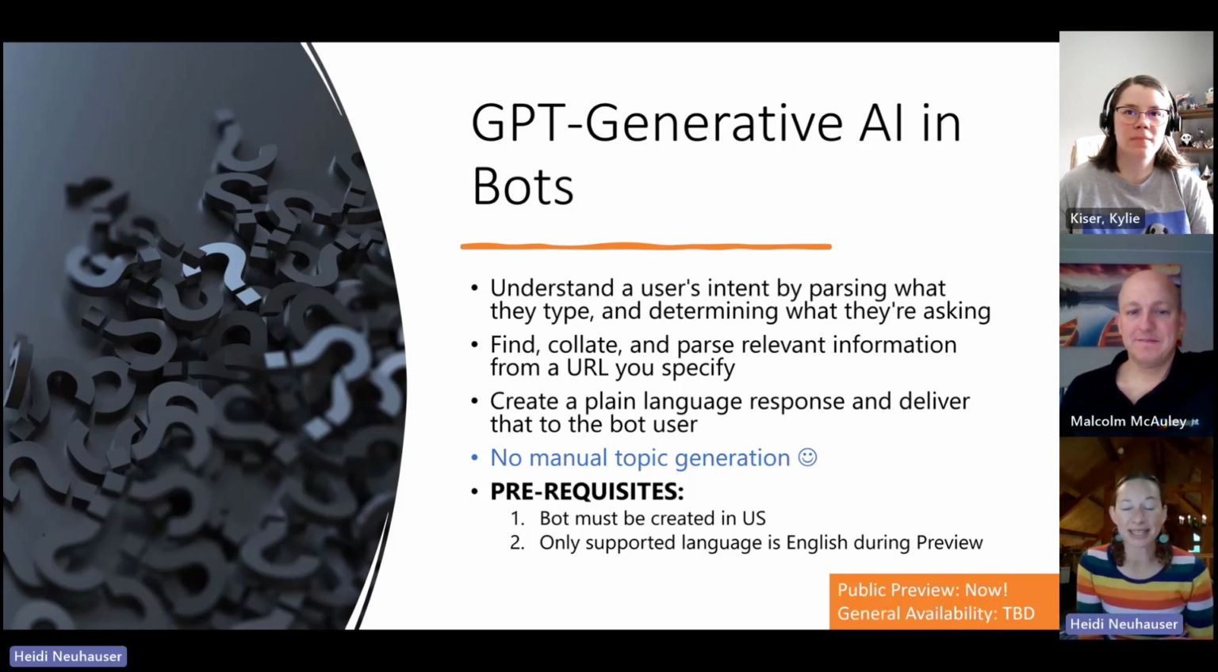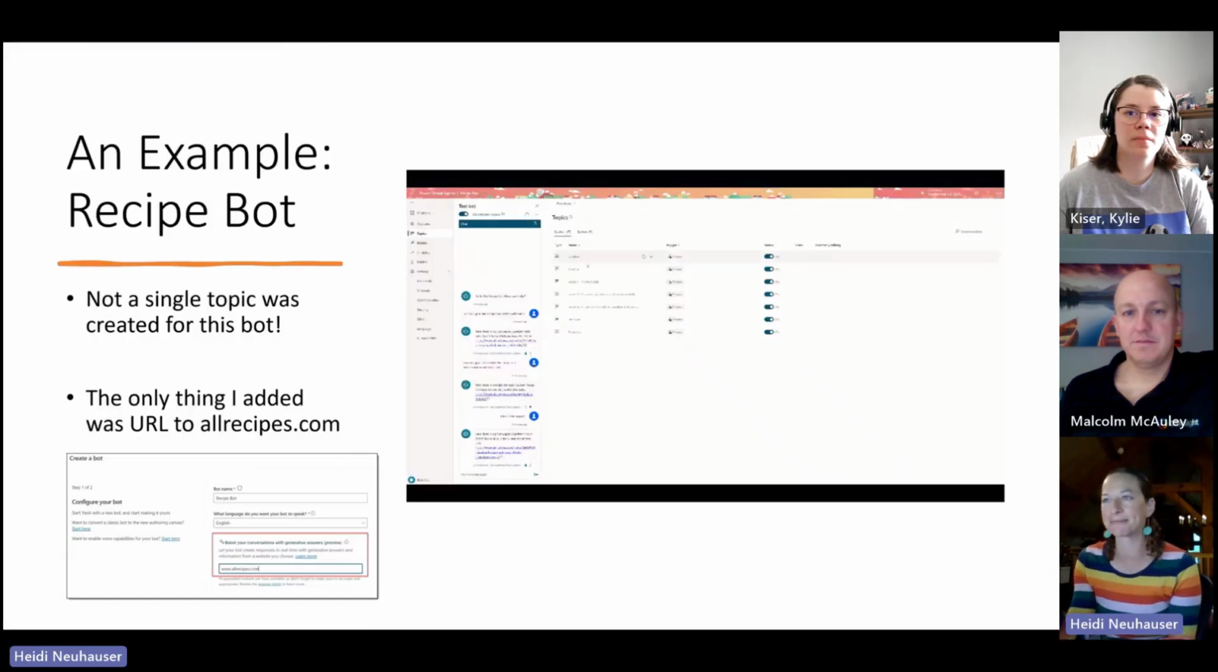There are two prerequisites to use this, and this is only in preview. There's no GA date yet, so I have no idea when it's going to be live, but your bot has to be created in the US, and the only supported language during preview is English. So I know that stinks for some of you. I'm sorry, but it's really neat. One other thing I want to point out that we don't know anything about is the pricing. I mean, there's a cost to this magic, and I can't wait to see what it is.